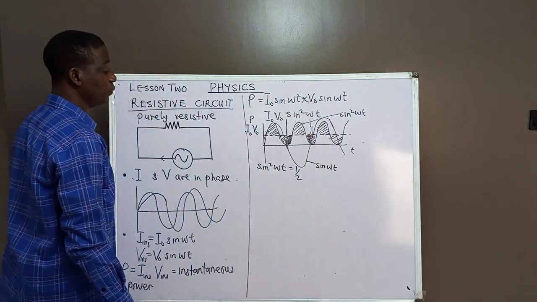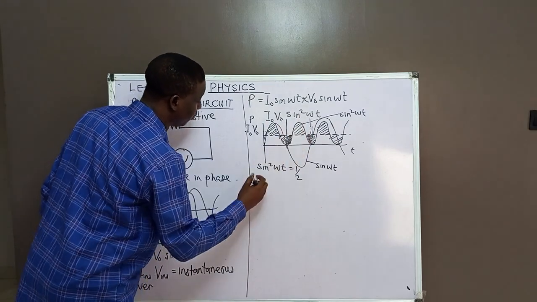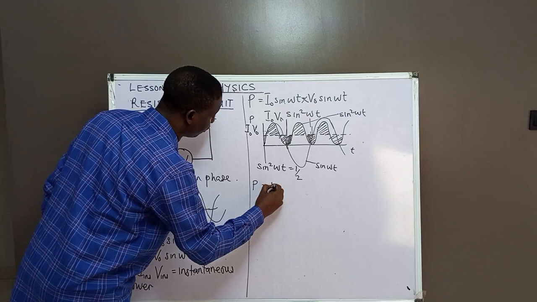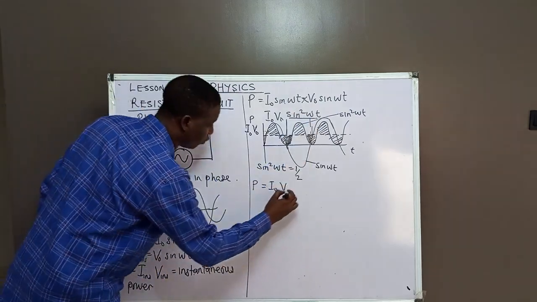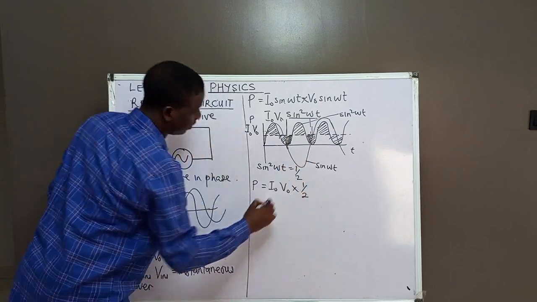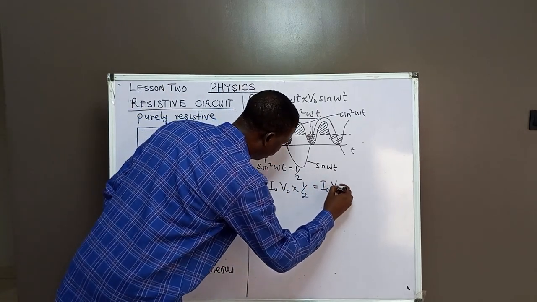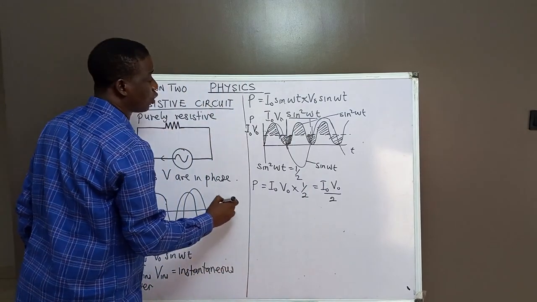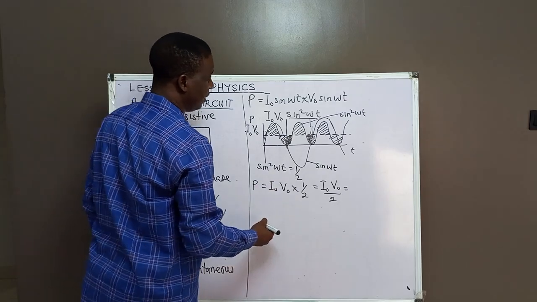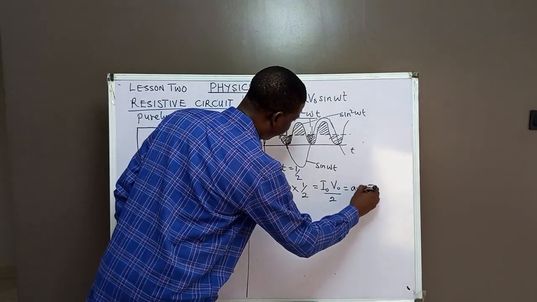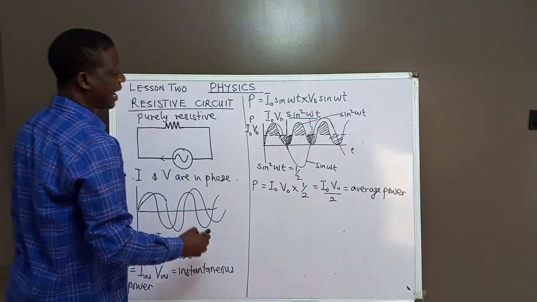So what we are now saying is that this sine square WT can be likened to I naught V naught. You can replace it. It has a value of half, which is now equal to I naught V naught over 2. This is what we call the average power.